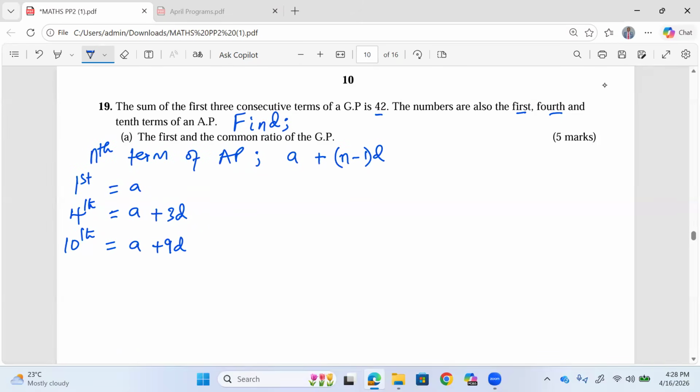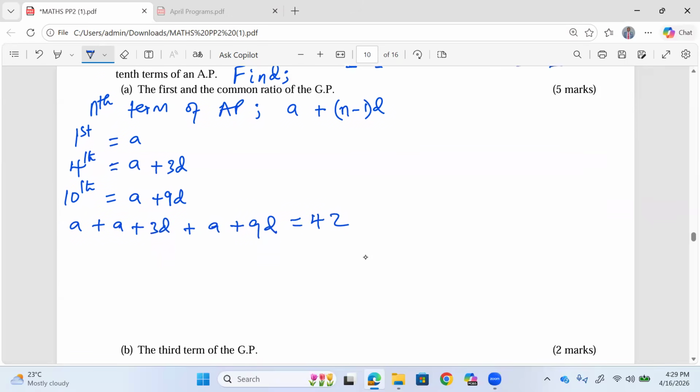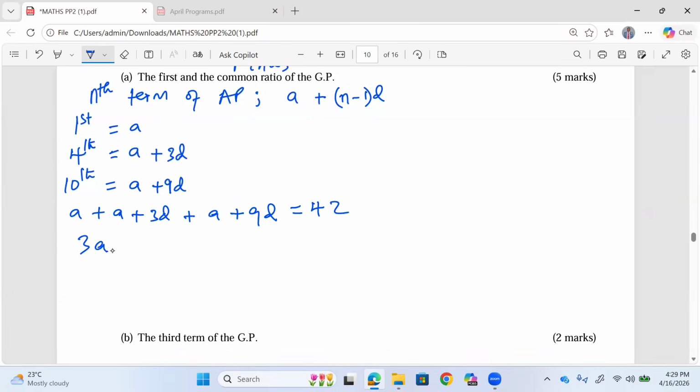But now they become consecutive terms in a certain GP. We also are told that the sum is equal to 42. So when we add these, they should give us 42: a plus a plus 3d plus a plus 9d should be 42. This becomes our first equation. Can we group terms? 3 times a plus, is this 12? Yes, it's 12d equals 42.